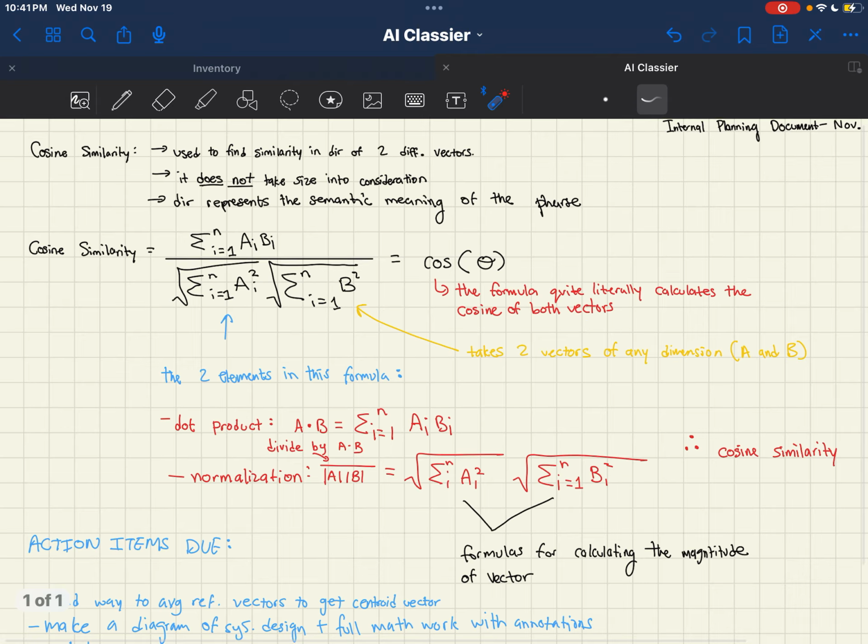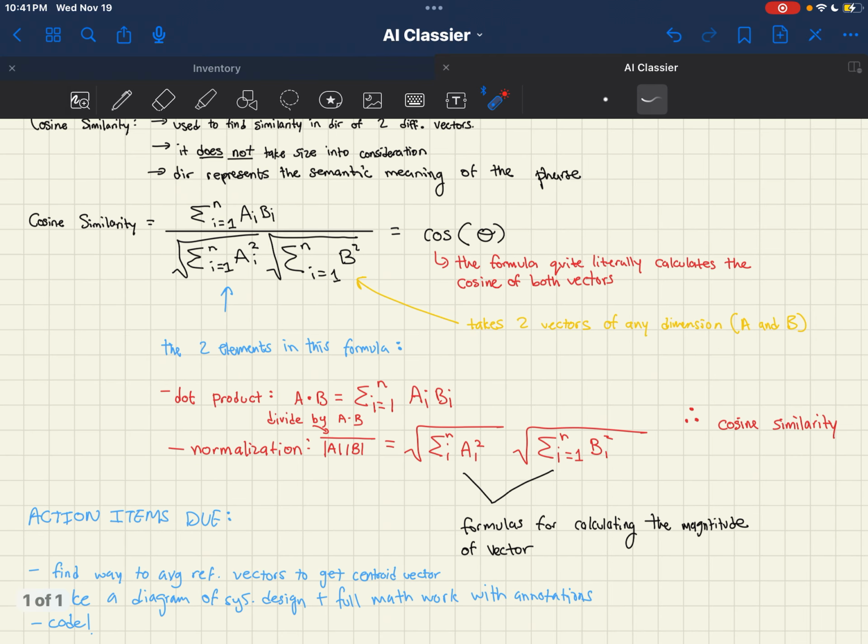And that's why I'm actually going to design a system where you're going to have multiple vector embeddings that are used as examples, right? So this is an action item which I still need to do, because it is getting late right now. I need to find a way to average these reference vectors to get basically a centroid vector.